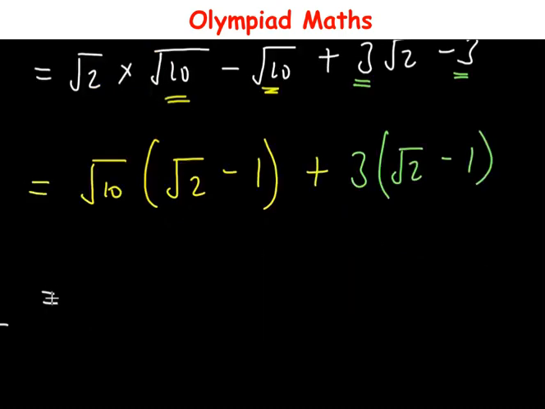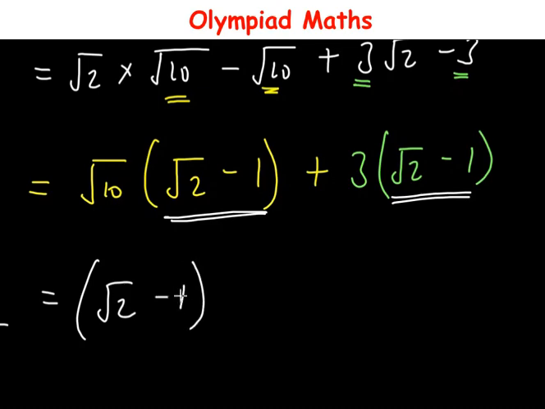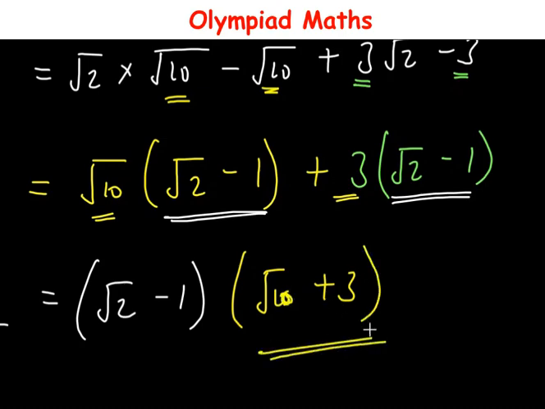So this is then equal to, looking at this, we have a common factor, which is root 2 minus 1 and root 2 minus 1. So pick one, that will become root 2 minus 1. Then we also have the ones outside the bracket, which are root 10 and plus 3. Also put that in one bracket, so root 10 plus 3. This is the final answer, the simplest form to which you can simplify this question.